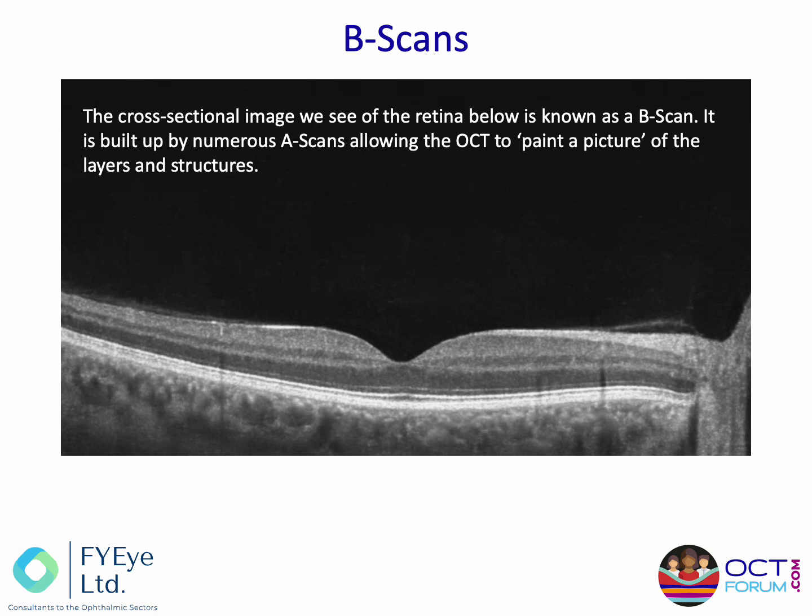B-scan is a term which also comes from ultrasound. B-scans on ultrasound devices are used as cross-sectional imaging of the posterior eye when direct observation is difficult or not possible. The cross-sectional image we see of the retina is known as a B-scan. It is built up by numerous A-scans, allowing the OCT to paint a picture of the layers and structures.